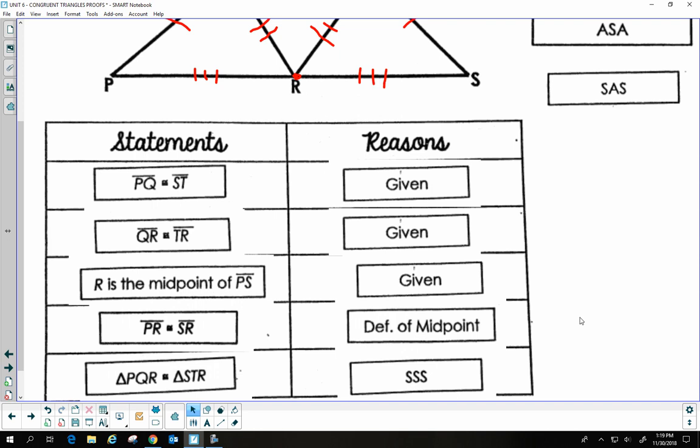So there we are. We've filled out our proof using three pieces of given information, taking this piece of given information that R is the midpoint and figuring out something else. Well, those two segments PR and SR are congruent. That's because that's what it means to be a midpoint. We have three pairs of sides that are congruent, and so therefore the two triangles are congruent by side, side, side.